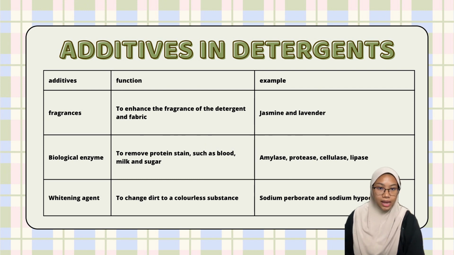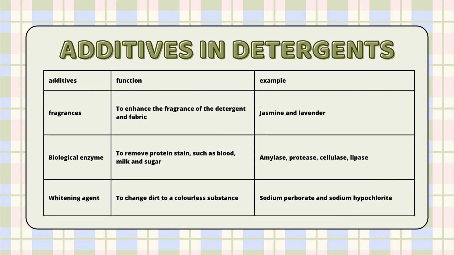Next, for whitening agent, it is to change dirt to a colorless substance. For example, sodium perborate and sodium hypochlorite.